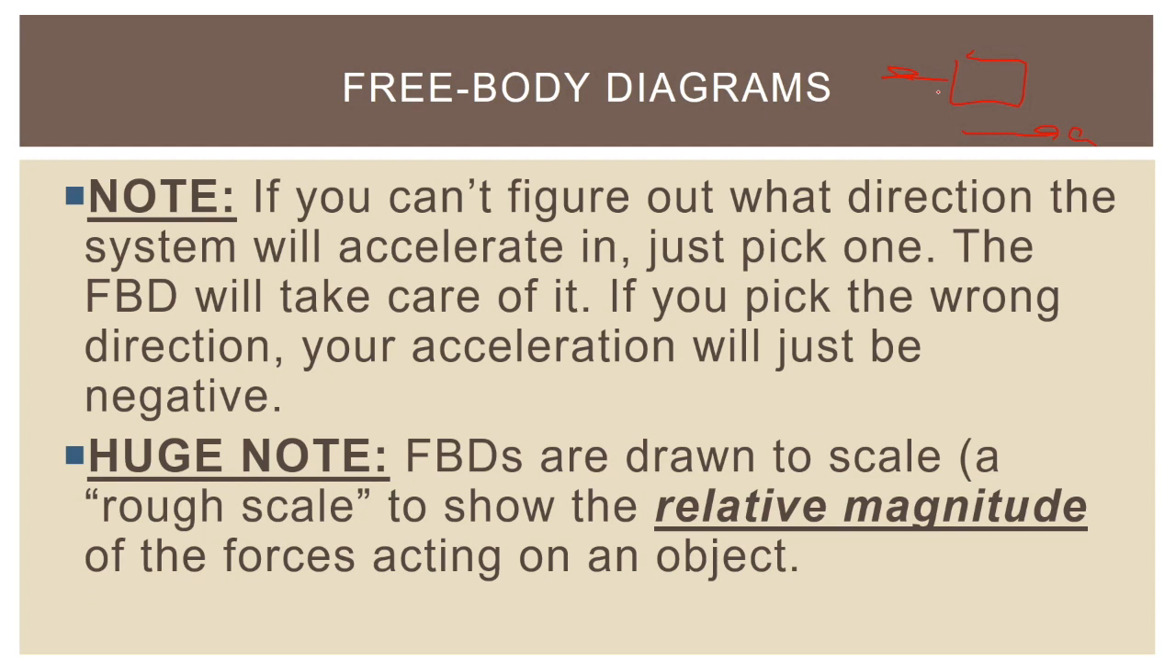The other note here is that, and this is very big because they give points for this in the AP test as well, free body diagrams are drawn to scale, specifically like a rough scale, to show the relative magnitude of the forces acting on an object. The way they do this on the AP test is they're going to give you a grid space. And on that grid space, you'll be able to show the rough scale of something. So they'll give you a grid space. They'll mark it off. This is a terrible drawing, but you get the idea.